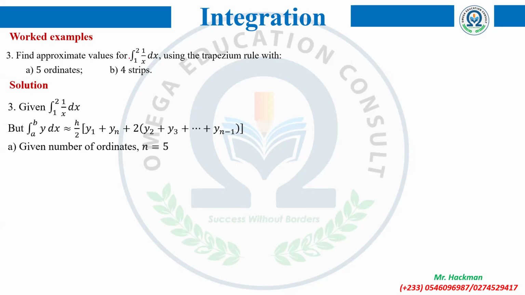So find the approximate value for the integral from 1 to 2 of 1 over s ds using the trapezium rule with A, 5 ordinates, then B, 4 strips. As usual, the first thing that you write is solution, question number given, you extract what you are finding, and quote your formula. When you quote your formula, then we come to A, because this is the formula that you are going to use for A and B. If you write A here and quote the formula at A, when you are doing B, you have to quote the formula again. You get the point?